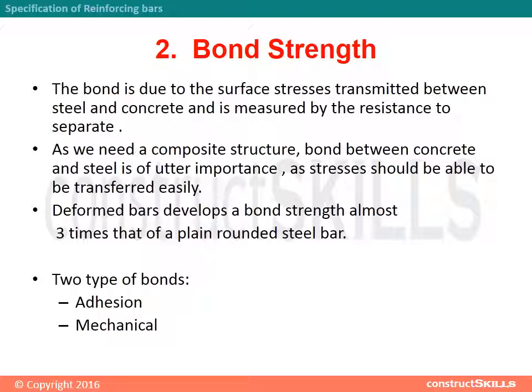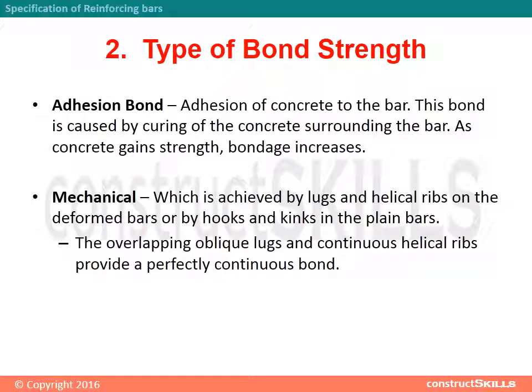Two types of bond strength: adhesion and mechanical. Adhesion bond is the adhesion of concrete to the bar. This bond is caused by curing of the concrete surrounding the bar. As concrete gains strength, the bond increases.